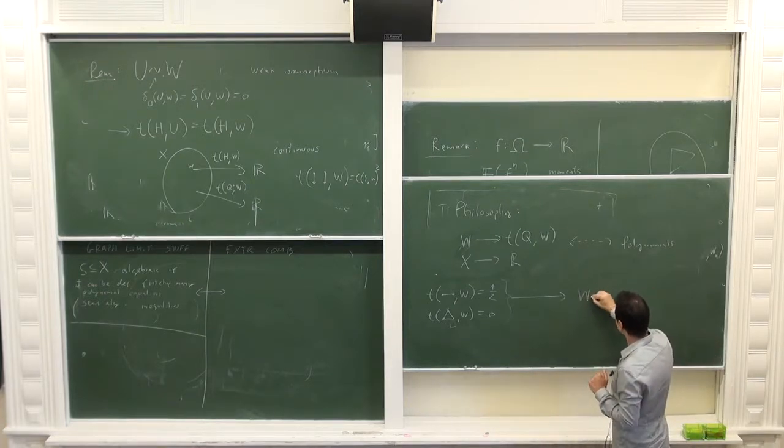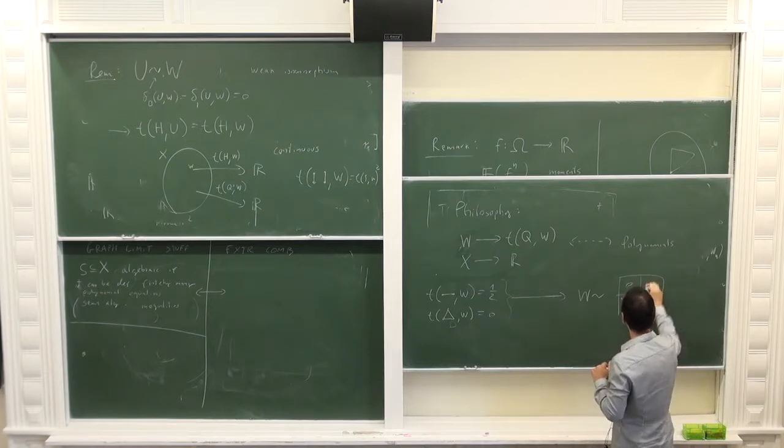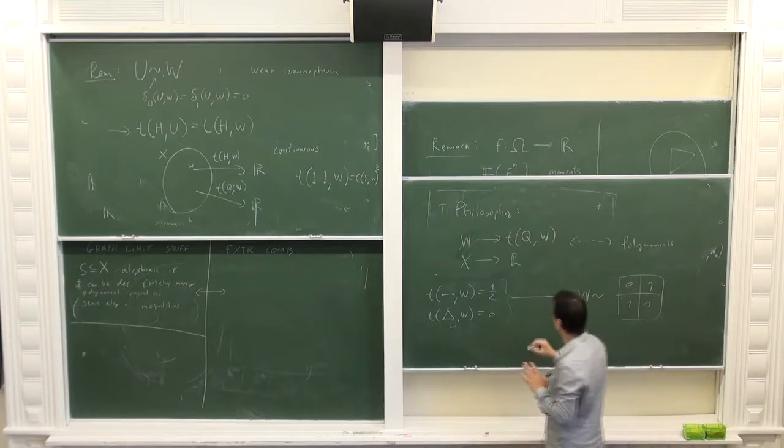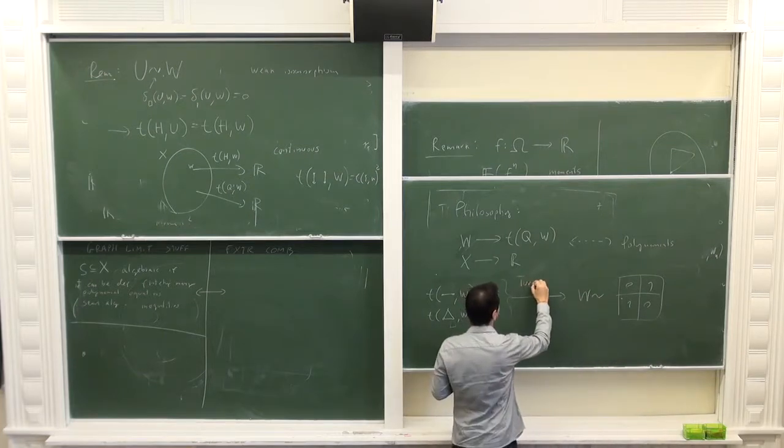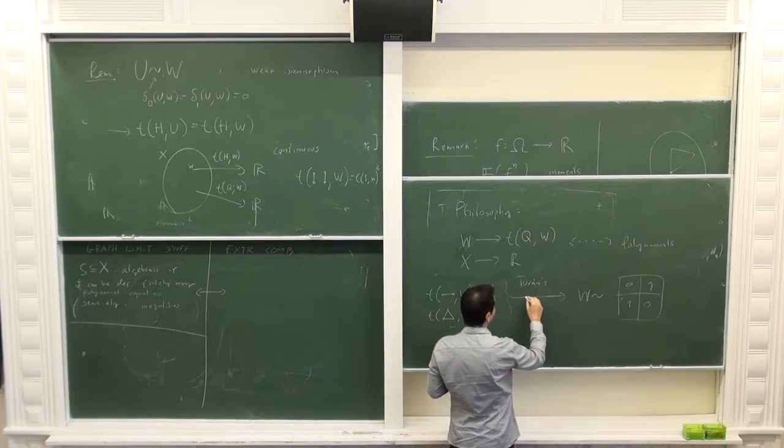So W is weakly isomorphic to this two variable function. And believe it or not, this is just Turán's theorem on triangles from extremal combinatorics.